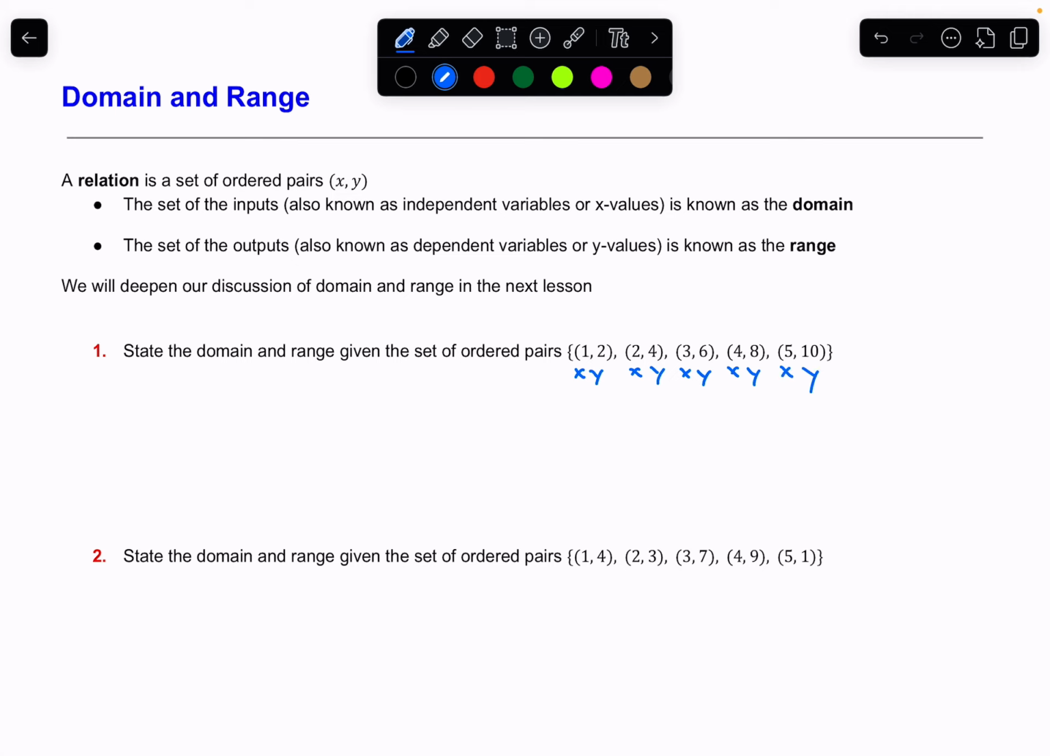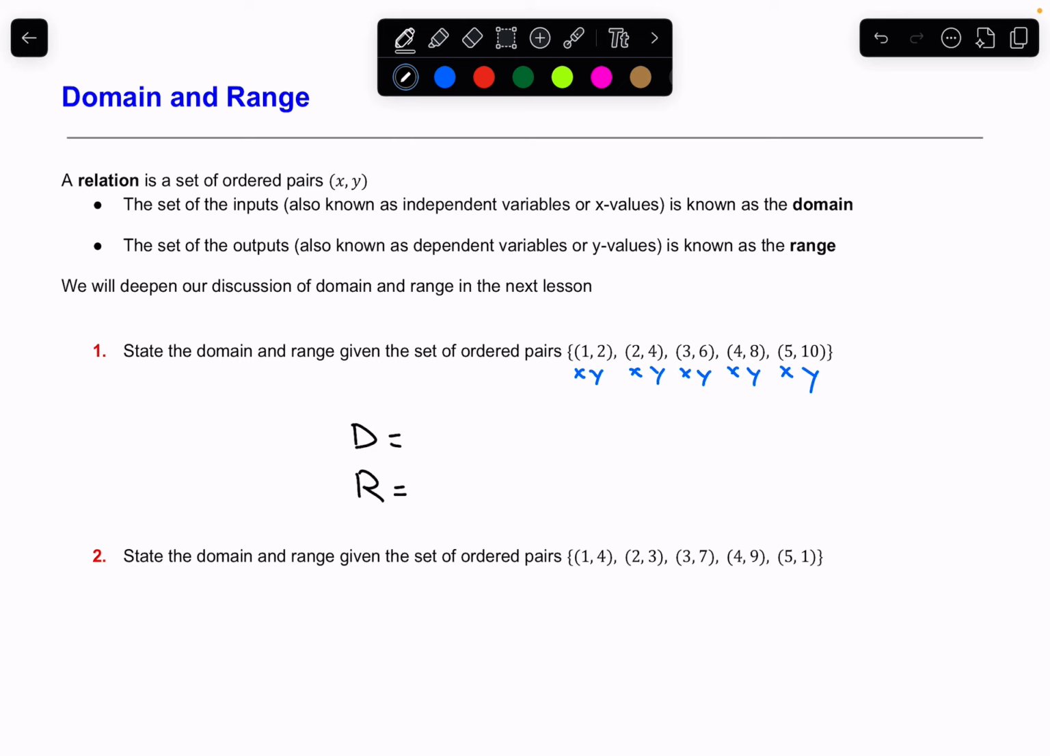Our job right now is to identify the domain and range, where we will label the domain with a big D and the range with a big R. And we're going to say the domain is equal to and the range is equal to. So big D equals, big R equals. And for each of these, we're going to have a set of points.